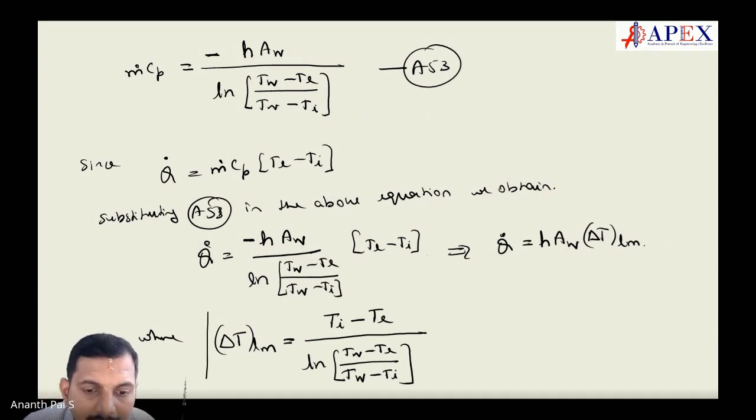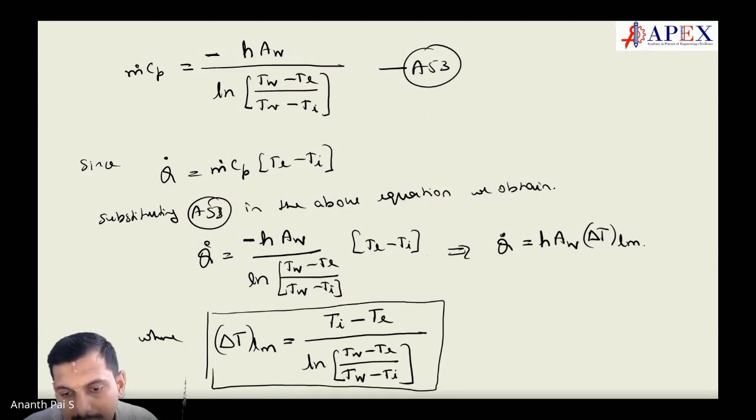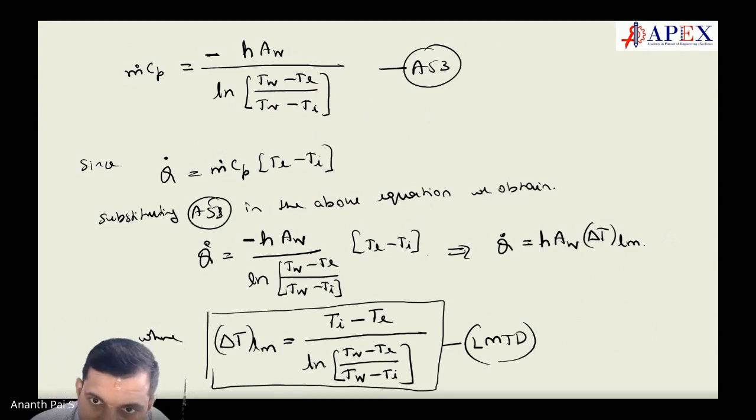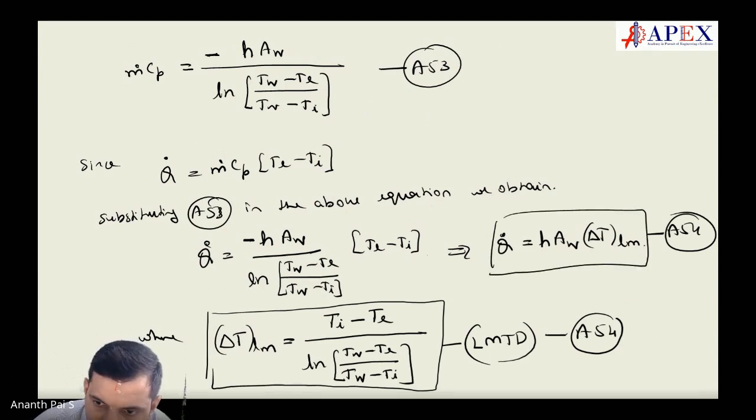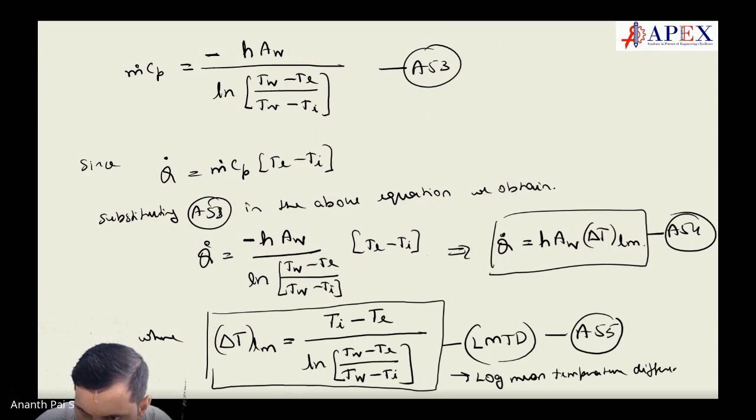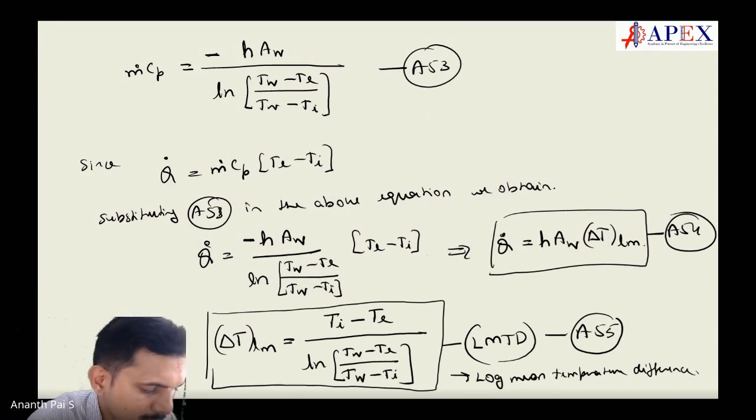You understand? This is LMTD, very important. This is what is called LMTD, log mean temperature difference. Right? This is arbitrary 54, and let this be arbitrary 55, A55. Done. So this is very, very, very important. This is log mean temperature difference. Important, easy, nice. This is what happens in flows.